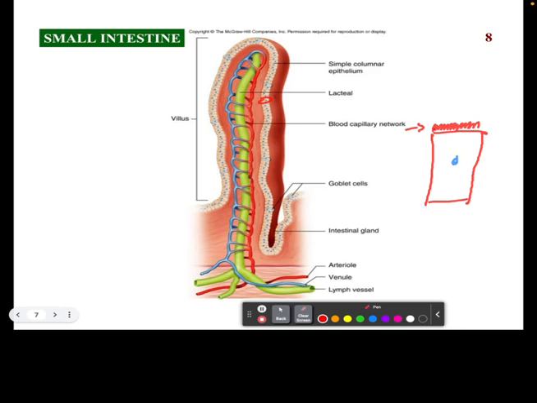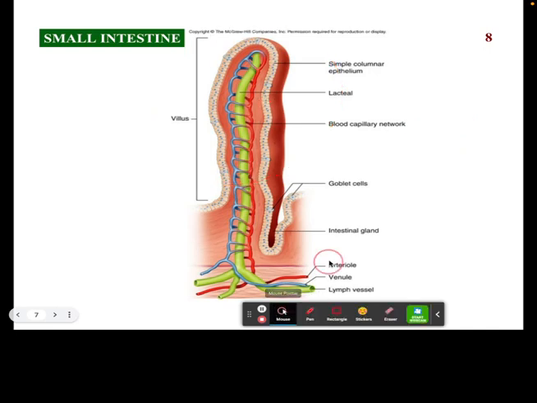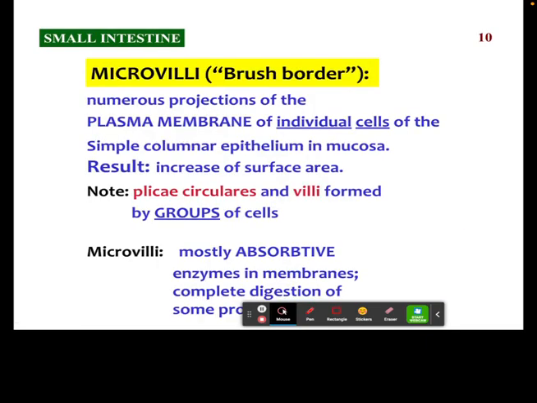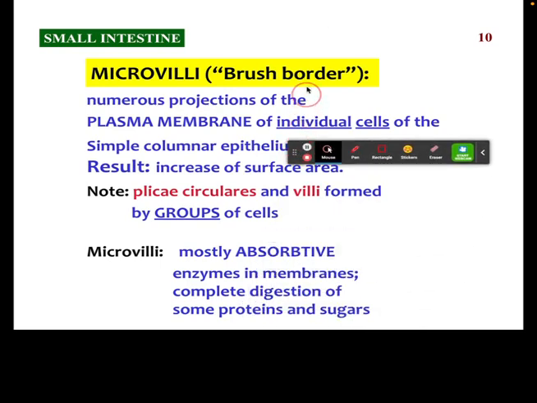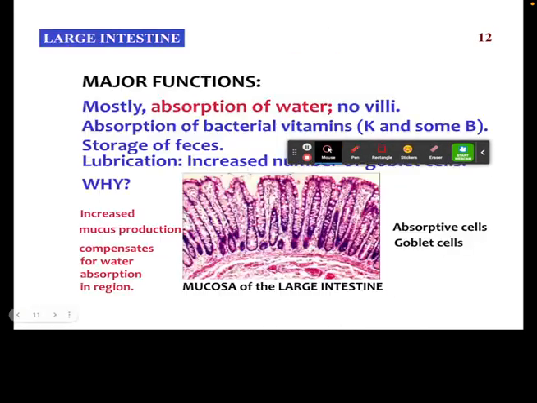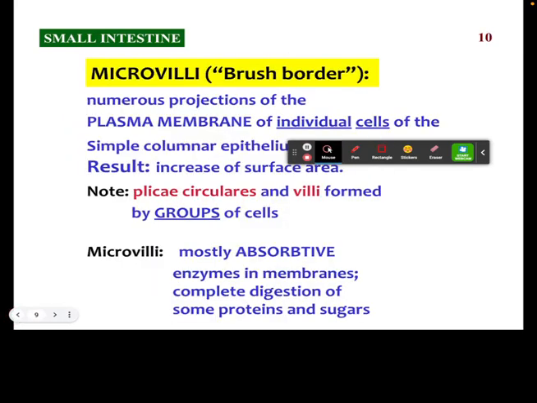So it's not just one villi that's made of hundreds or even thousands of these cells. Each cell has its own microvilli on top of it. Again, this is going to increase the surface area, and they are extremely absorptive. They're going to be able to absorb many, many, many nutrients.